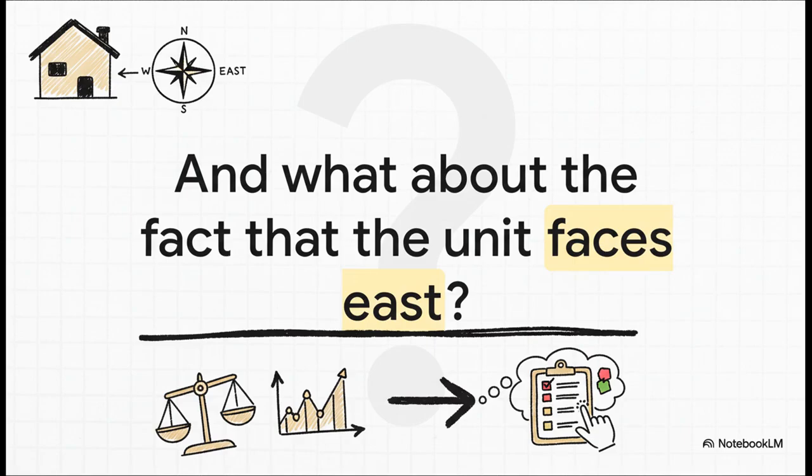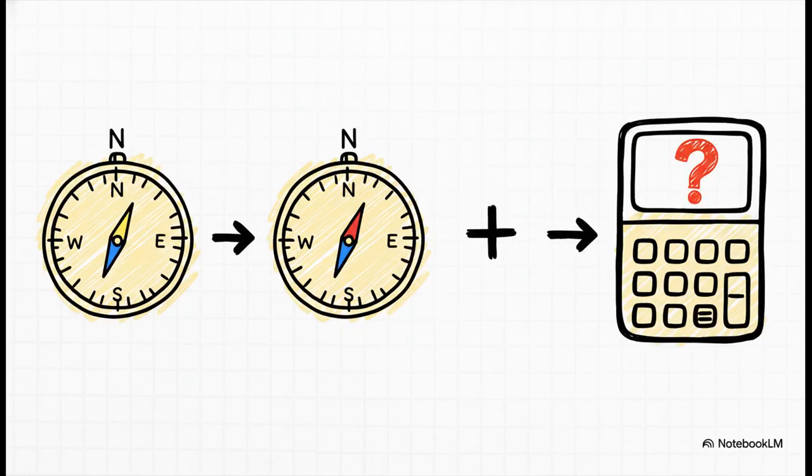Okay, last one for this round. The condo faces east. What kind of data is that? Is east a quantity or is it a quality? And that one is qualitative. East is a category. It's a label. You can't take east and west and find the average of them, right? It just doesn't work. This shows that core difference between a simple label and an actual measurement perfectly.